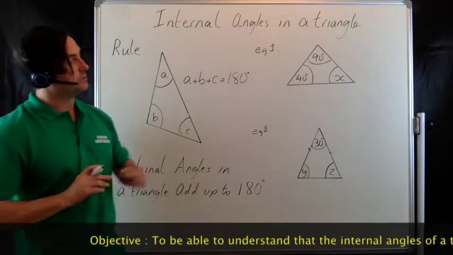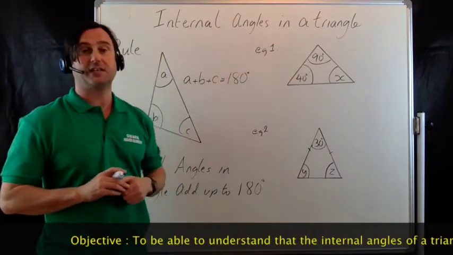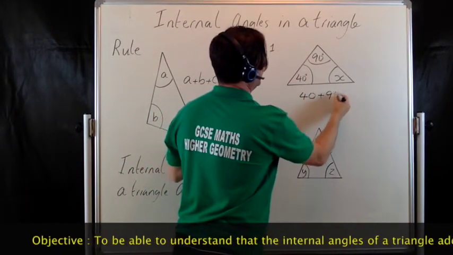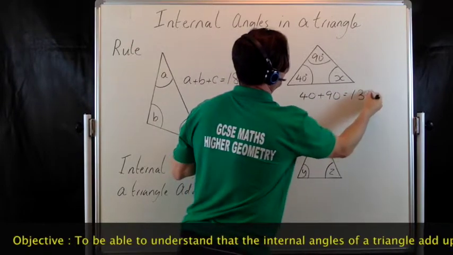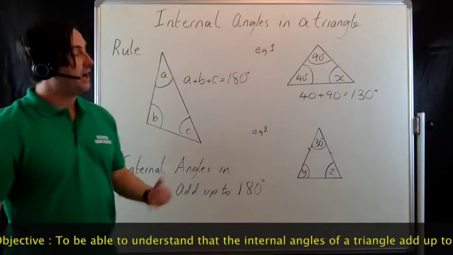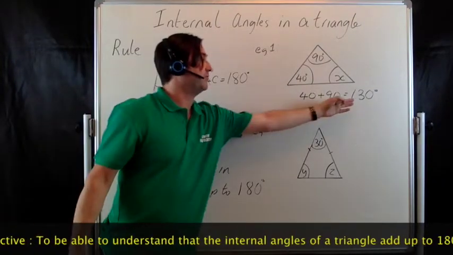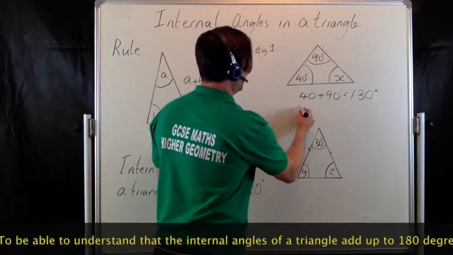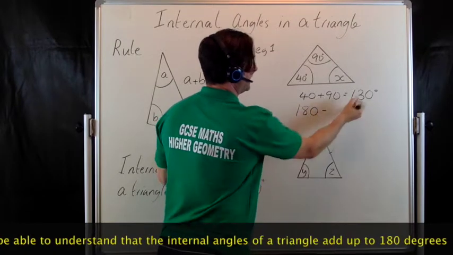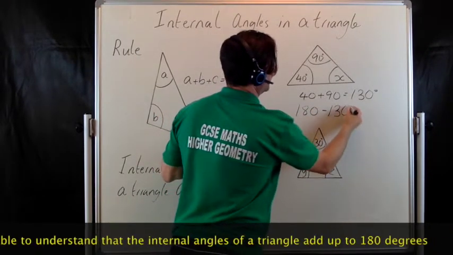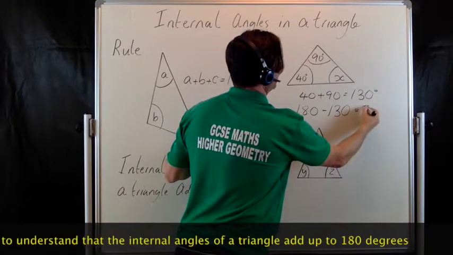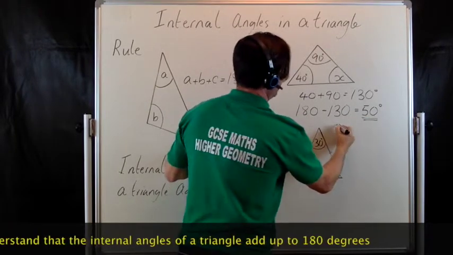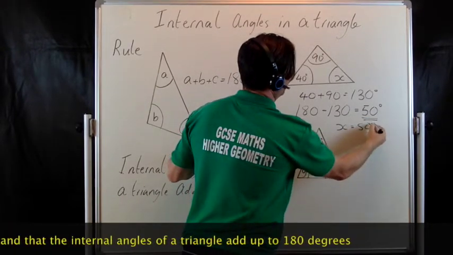So what we're going to do first of all is work out how much these two add up to together. The first thing I'd write down is 40 add 90, which gives me 130 degrees. I now know that I have to add a number to 130 to take me to 180. Reversing that, if we start with 180 and take away what we already know, that's going to leave us with the missing angle X. 180 take away 130 leaves me with 50 degrees, so I write down X equals 50 degrees.